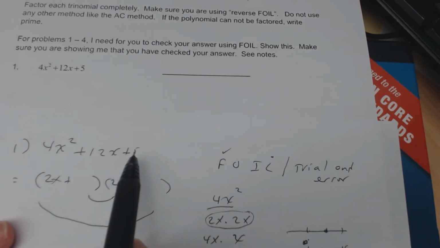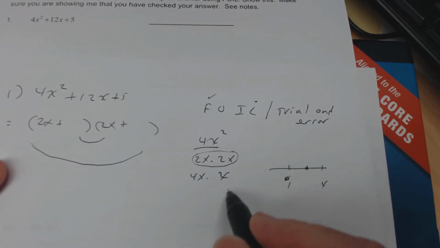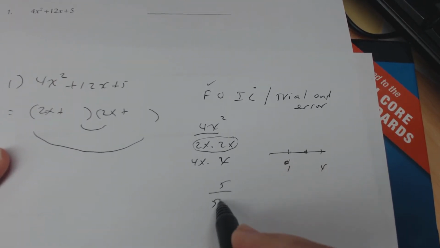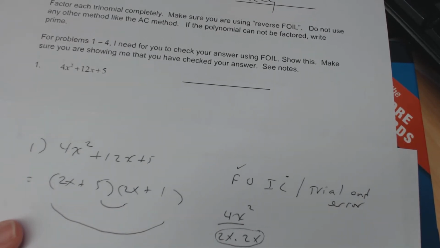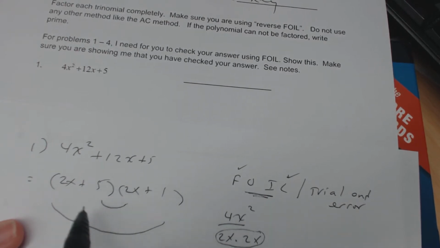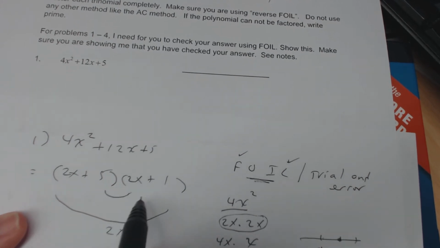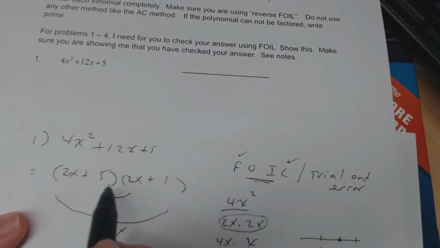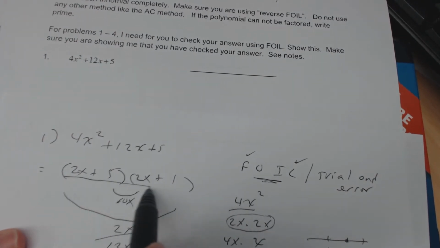And the only possibility for 5 is 5 times 1. So let's put the 5 here, the 1 there, and see what happens. All right. So our L so far is okay. Now all I have to do is check the outer and the inner. The outer is 2x times positive 1, which is 2x. The inner is positive 5 times 2x, which is 10x. And when I add them up, I do get 12x, which is what I wanted. So this is your answer.